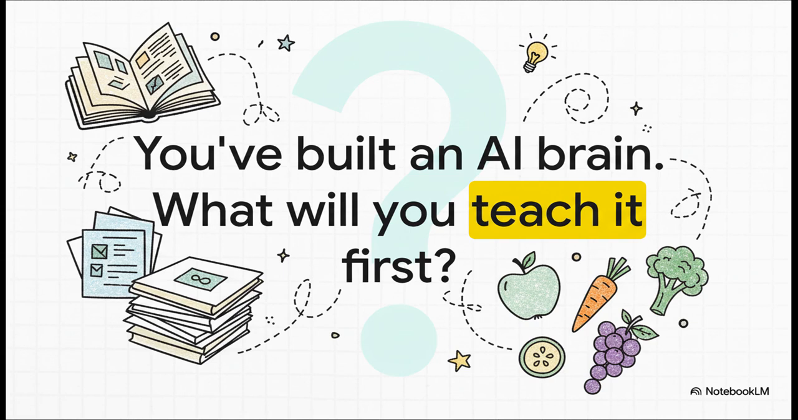So now what? You have this fully functional, totally private AI brain just sitting there, waiting for knowledge. The RAGFood project we used is all about food data, but you can swap that out for anything. Your work documents, your personal journals, your favorite books. The system is ready. The only question left is, what are you going to teach it first?